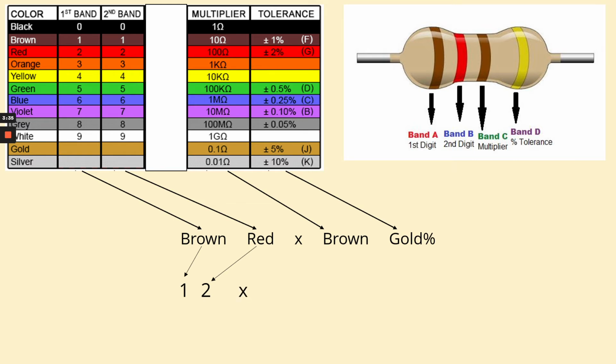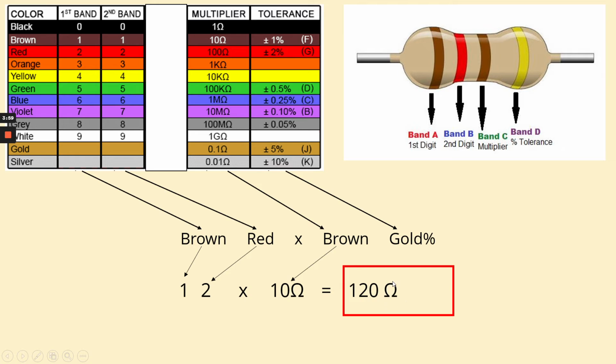After that, we're going to times it by our third band, and the number we times it by comes from the multiplier column. So the third band is brown, and that gives us 10 ohms. So what is 12 times 10? That's right, it's 120, but we need to make sure we add in ohms at the end. This is not the final answer because we've got one last band.